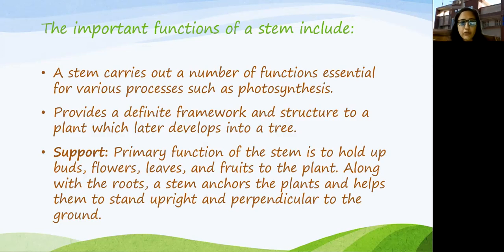So the second point: it provides a definite framework and structure to a plant which later develops into a tree. Fine. This had already been explained. Then support: the primary function of the stem is to hold up buds, flowers, leaves and fruits of the plant. Also the stem anchors the plant above the ground and helps it to stand upright, straight and perpendicular, on the ground.